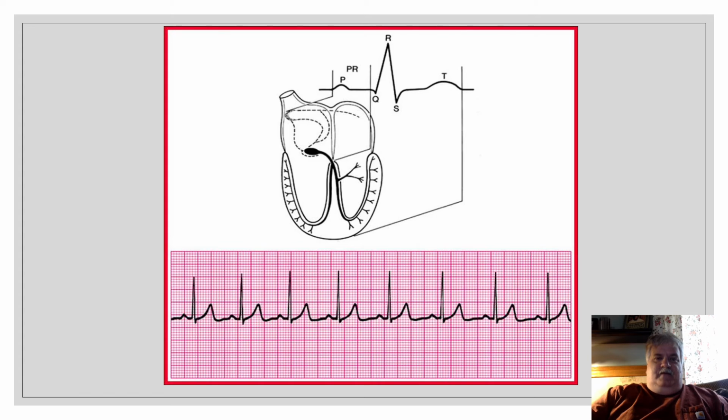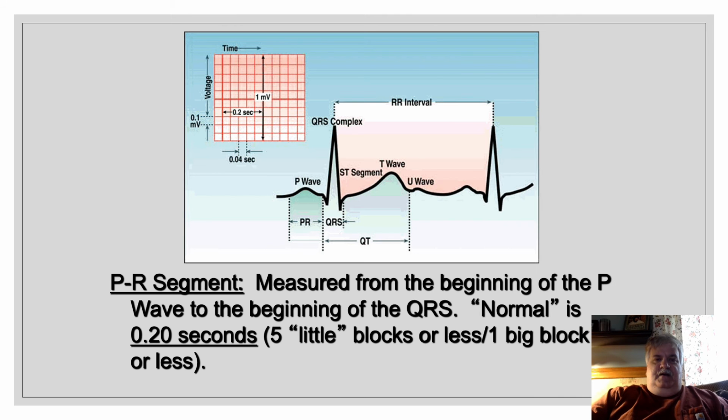And the PR interval ends at the beginning of the Q wave or the R wave, depending on what kind of QRS complex we have. So, we're looking at the PR interval, measured again from the beginning of the P wave to the beginning of the QRS.